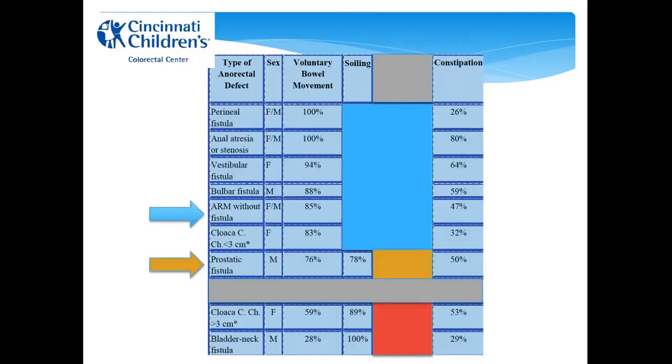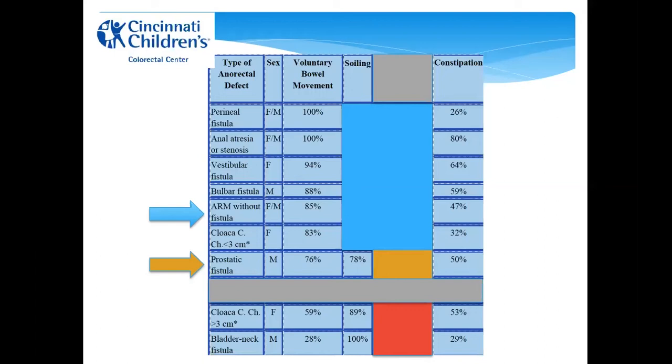The next table is an interesting one as well. It divides patients into 3 groups, as I highlight them in colors. The group in blue are the good prognosis group: patients who had perineal fistula, anal stenosis, vestibular fistula, bulbar fistula, anorectal malformation without fistula, and short common channel cloacas, less than 3 centimeters. Those patients do very well.